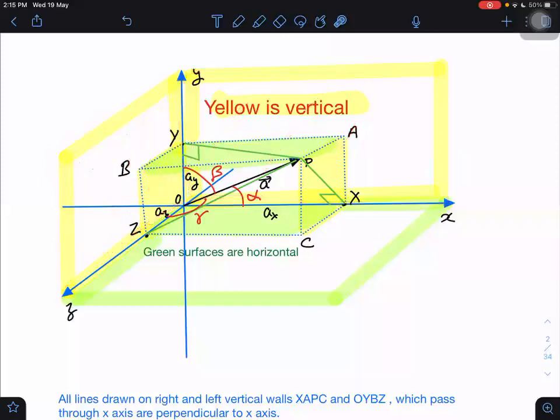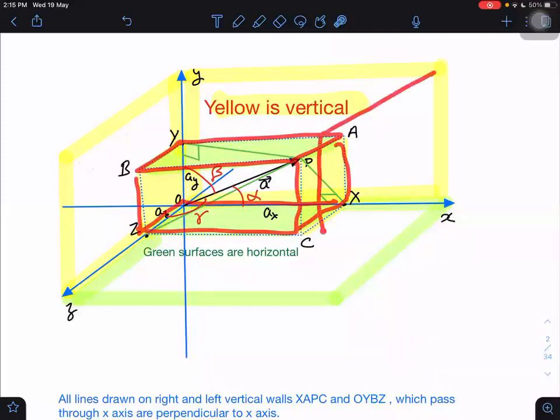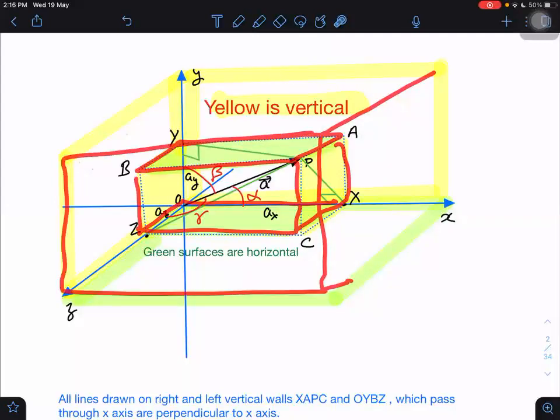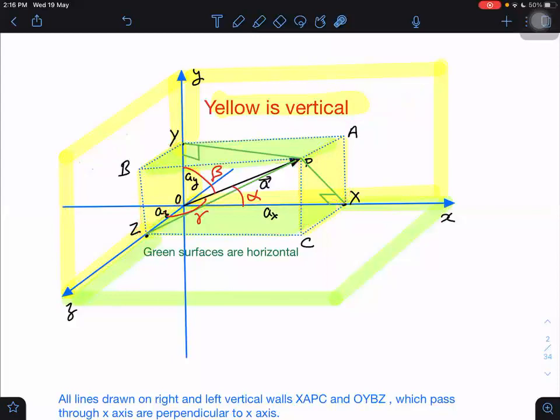And there is a box lying in front of you, which you can see. It is lying at one corner of the room. I have drawn only 3 walls. I am not drawing the walls towards your right or the wall towards your back. This is enough. Now there is a body diagonal in the box. OP is the body diagonal in the box.